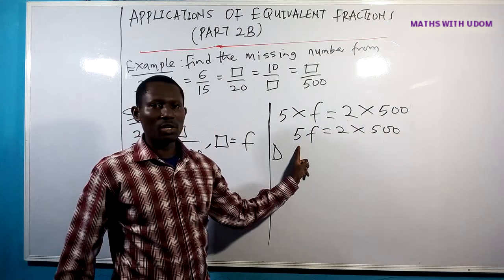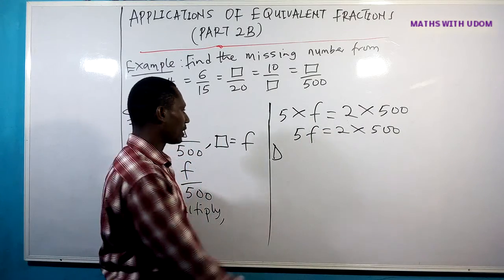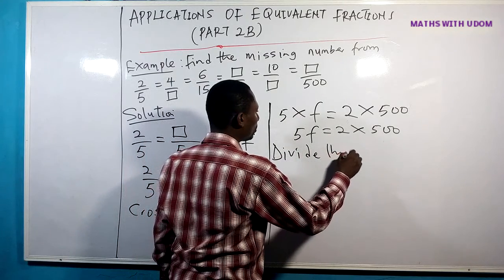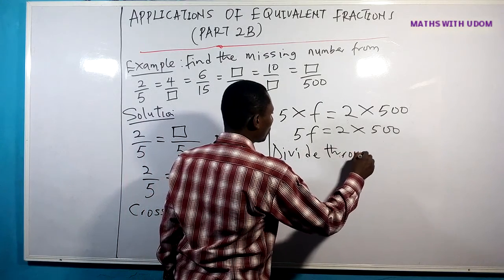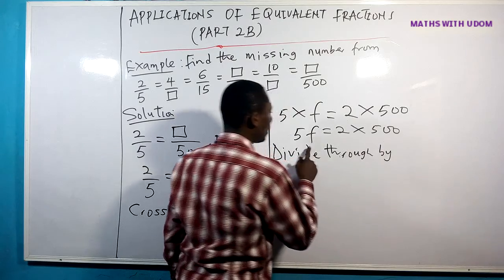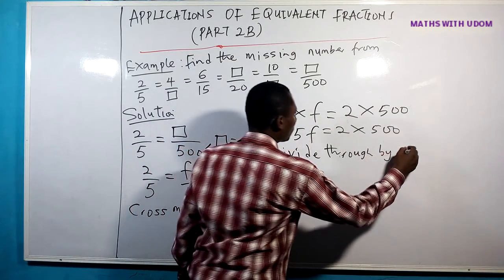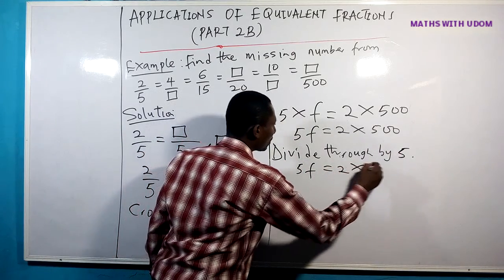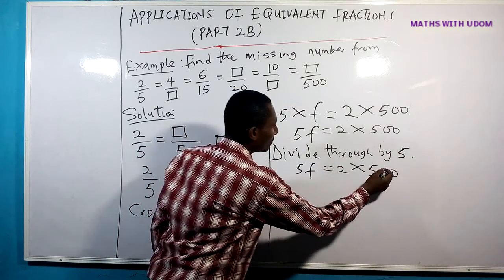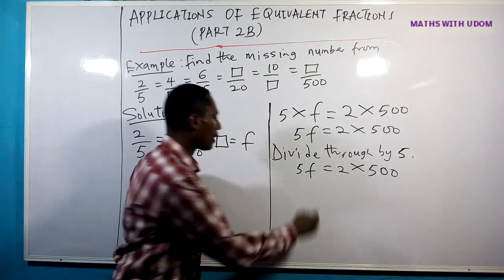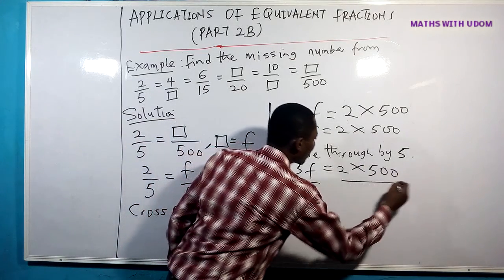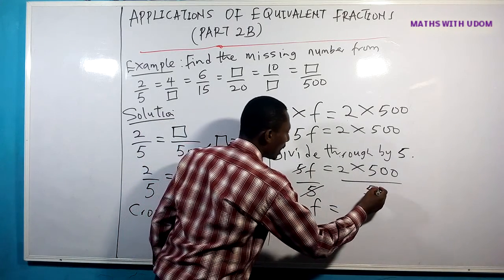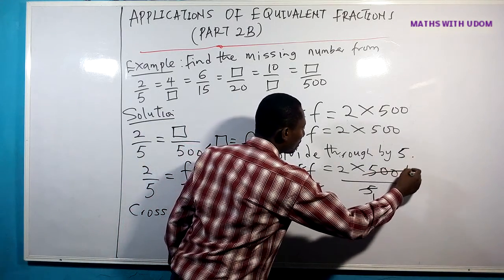So divide through by the coefficient of F here. Okay? All right, divide through by the coefficient of F, which is 5. So that will give me 5F equals 2 times 500. Left hand side divided by 5, right hand side divided by 5. 5 cancels 5. So F equals 5 here 1, 5 in 500, 100.